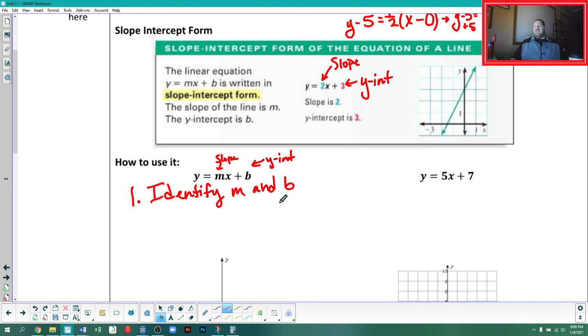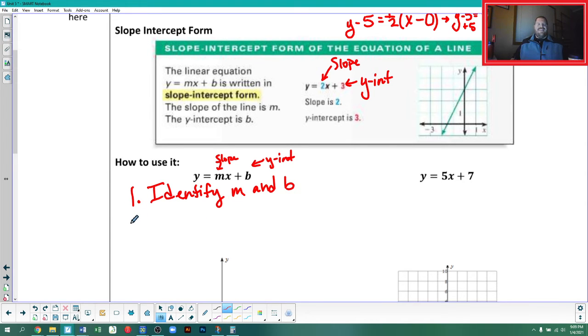Why they chose b there, I'll never know. There's no b in the word y-intercept. I don't know why they chose it. They couldn't use y because we already have a y. And they wanted something important, so they needed a letter that hasn't been used for a lot of things, so they went with b. Same thing with m for slope. I don't get that either.